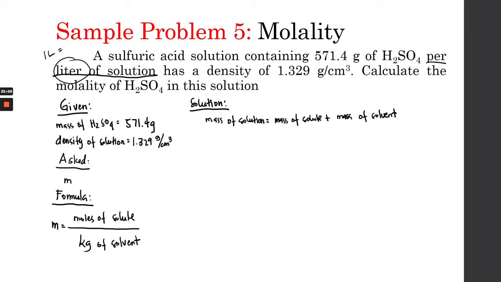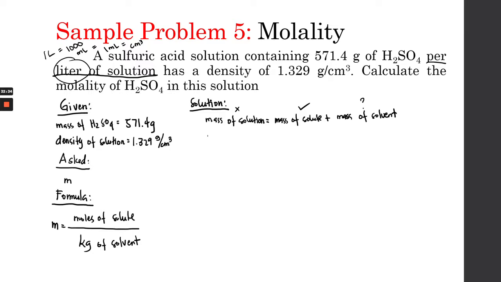1000 milliliters. And what I want you guys to remember, 1 milliliter is equal to 1 cubic centimeter. So we can actually find the mass of our solution. We have the mass of our solute, we don't have the mass of our solution, and we are looking for the mass of solvent. So we have to find the mass of our solution first.